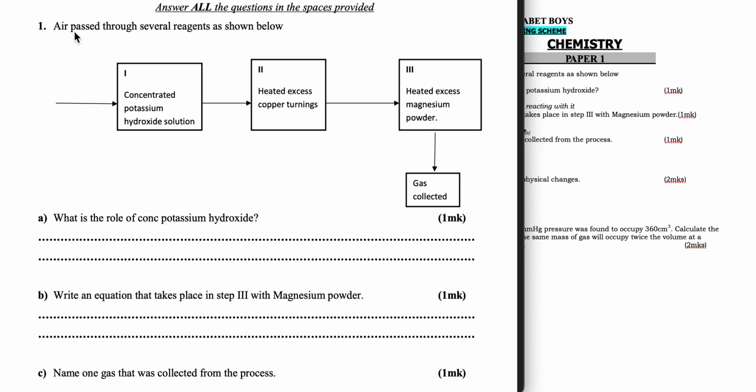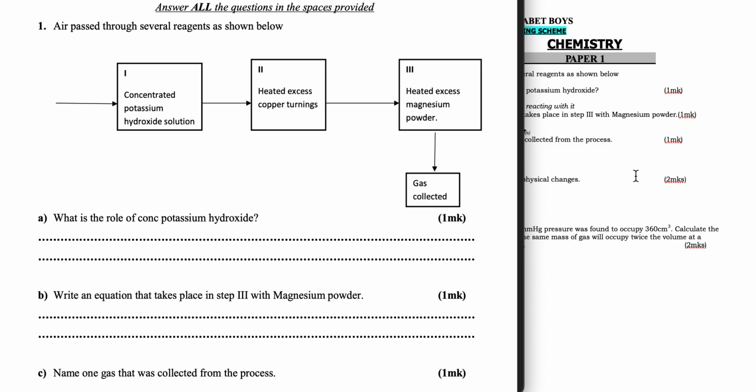Question 1. Air passed through several reagents as shown below. Concentrated potassium hydroxide solution. We go to heated excess copper turnings. We go to heated excess magnesium powder. And then we go to the gas collected. What is the role of concentrated potassium hydroxide?